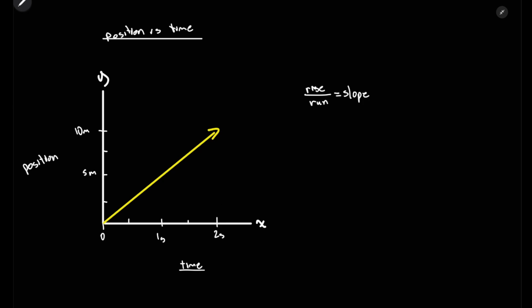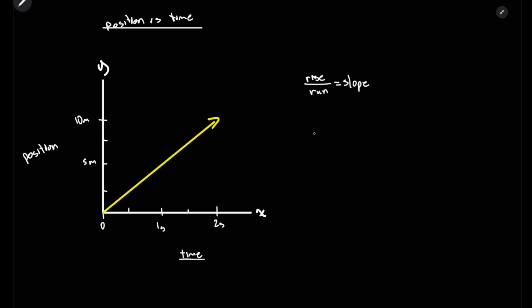So we know that this graph rises 10 meters. We're going to keep the units again, like how we said last time. We're going to keep the units, 10 meters. And then the run of this graph, the change in x, was 2 seconds. Again, if you guys aren't familiar with what rise is, what run is, rise is how much the line rises, and run is how much the line runs. Okay? Equals the slope.